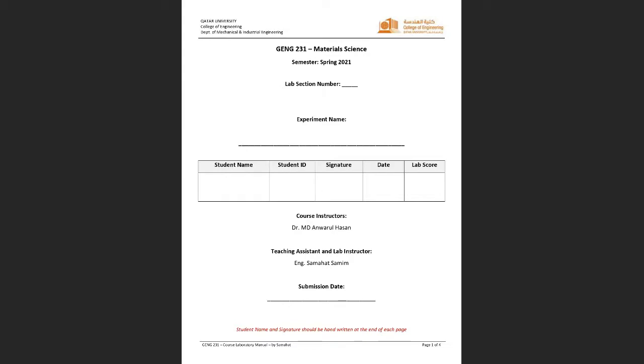I want you to write your lab numbers here. This is the lab section number. Some of you have B03, some of you have B01, but it should be correct. Please make sure of that. The experiment name, I want you to write by your hand: Crystal Structures. So this is lab number 1, crystal structure. Formatting is the way you organize your work. I ask you to write your student name, your student ID, your signature, write the date, and leave this one empty.